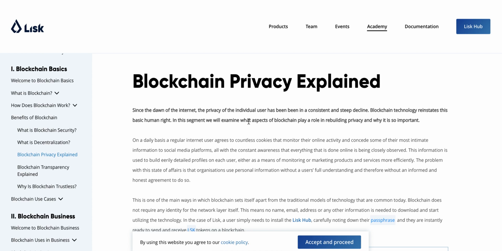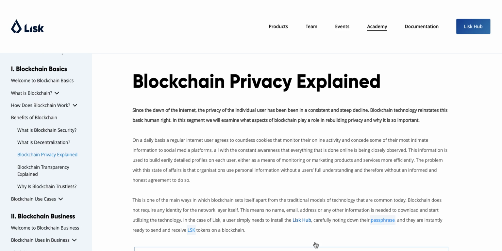It's not just about money. It's about governance, and it's about power and control of your data, of your privacy, of your money. There are so many different aspects, like your medical records. I mean, the list goes on and on. The first thing this article talks about is that the regular internet user agrees to countless cookies. They monitor your online activity and build a profile on you. We have a cookie policy right here at the bottom. Very interesting that they mentioned that, but anyway.